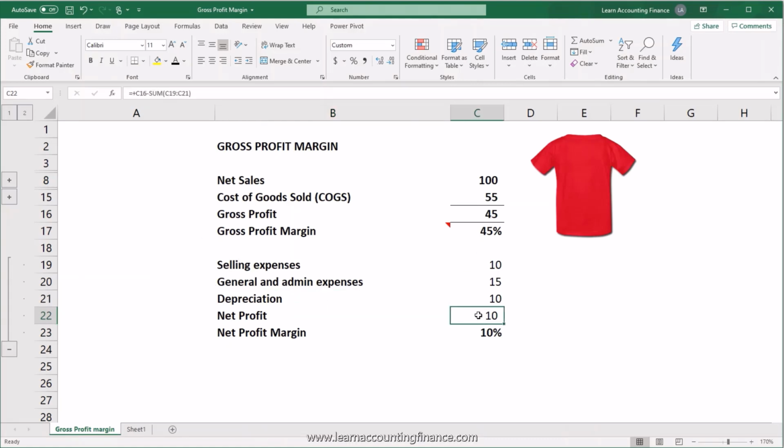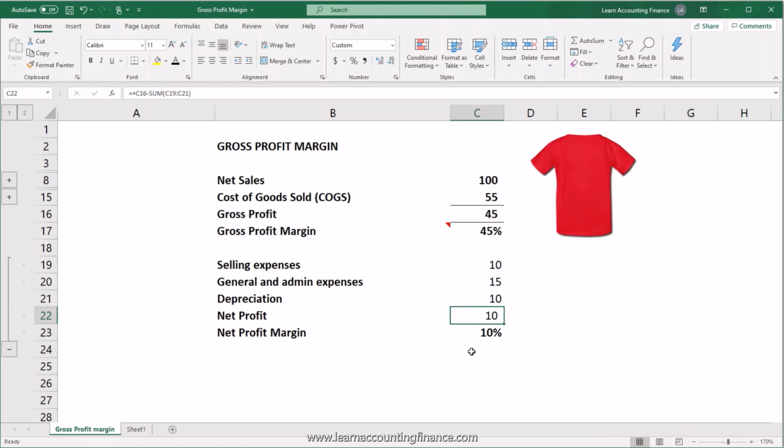You ultimately want to make a profitable business. You ultimately want to make money, and it's important to know, based on your gross profit margin, how much room you have for your selling and general and admin expenses to still make profit after considering all of those expenses. In this case, for example, our selling, general, and admin expenses are $35. So 45 minus 35 is 10. So you have a net profit of 10.